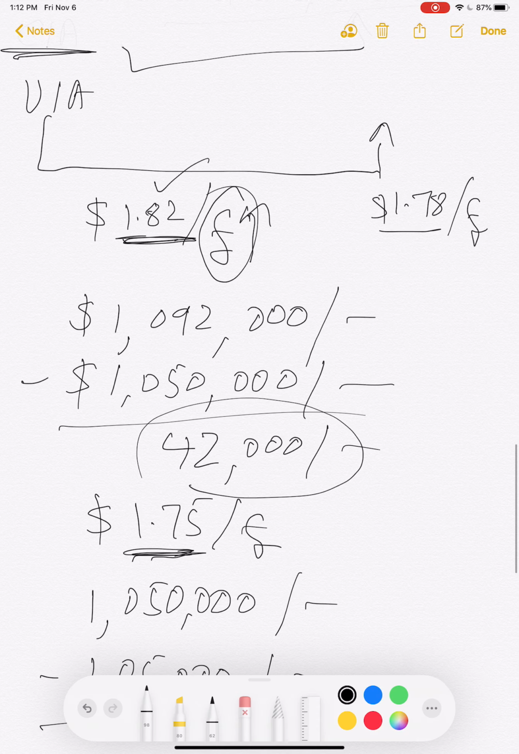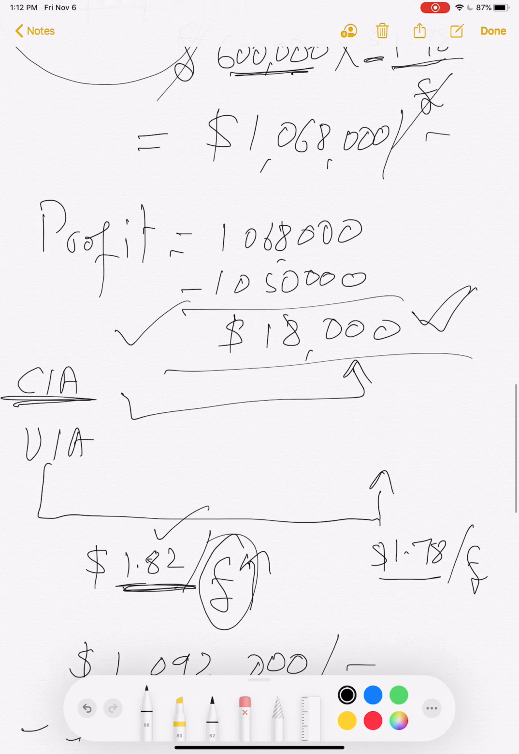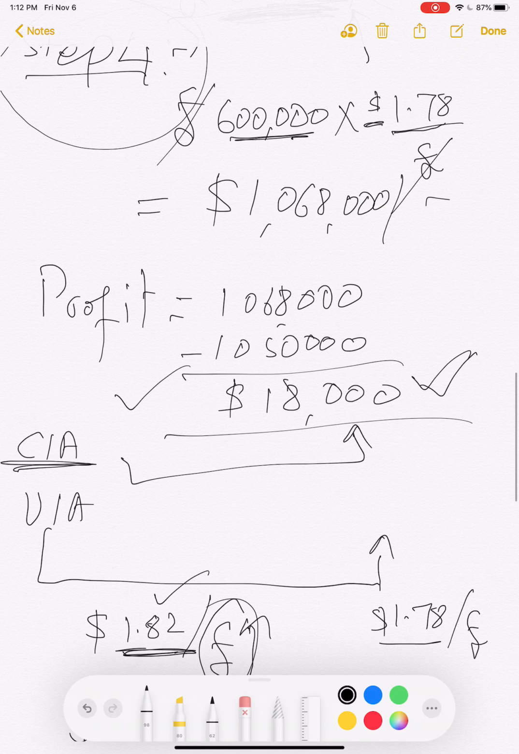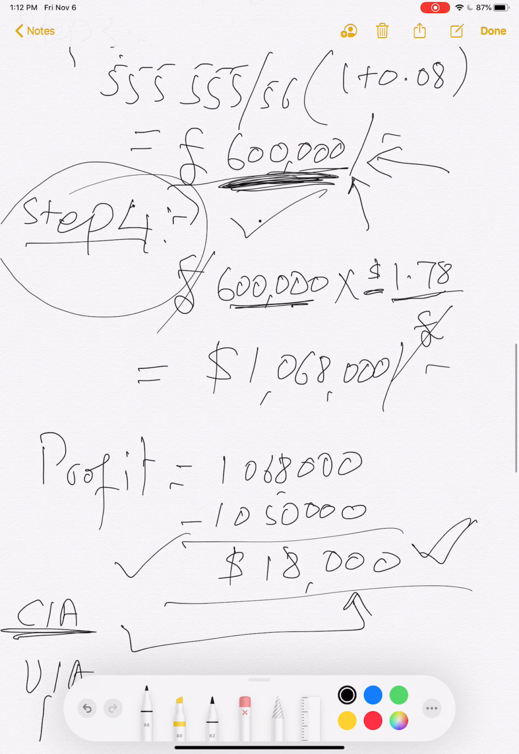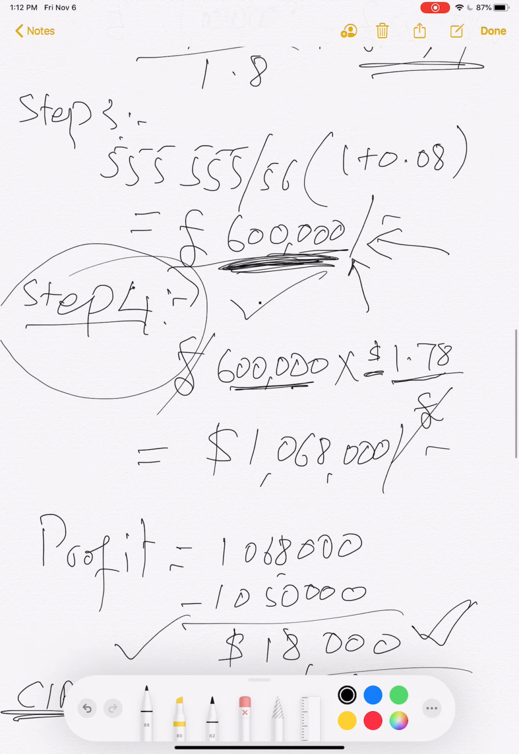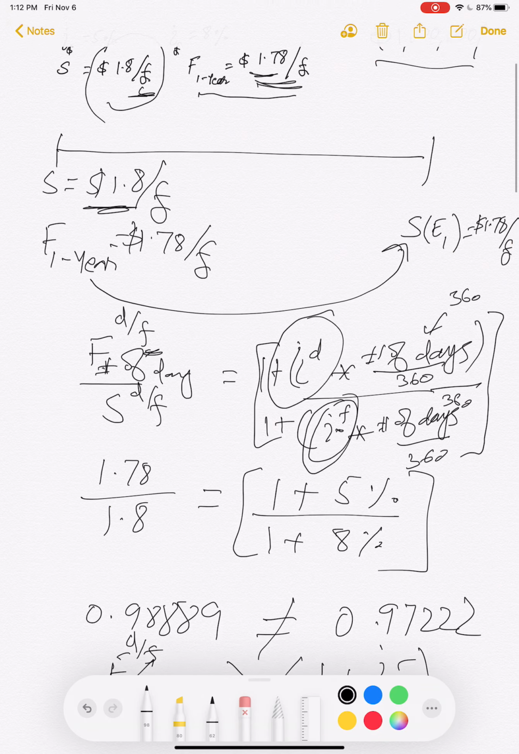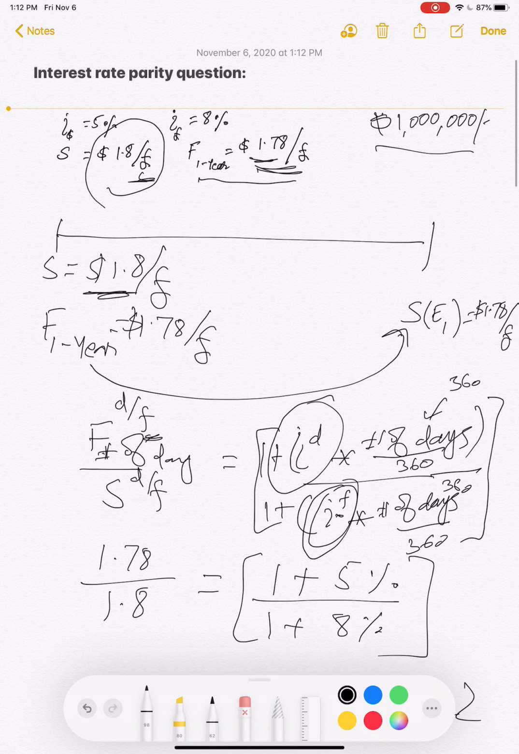The certain situation in which to earn the profit is under covered interest arbitrage, where you undertake step 4. I hope this question has made things clear to you. One last thing I want to mention: let's suppose your investment horizon, rather than being 1 year, is only 180 days.